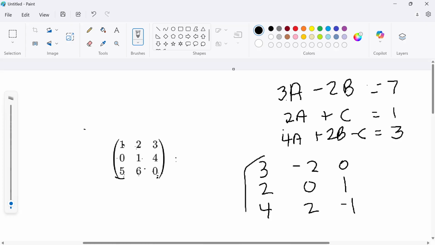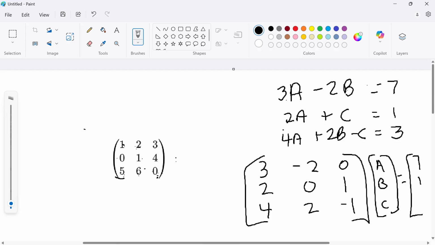And then I multiply it by another matrix, which is the a, b, c, just 1 by 3. I'm sorry, 3 by 1, 3 rows, 1 column. And then it equals, and here are the solutions, 7, 1, 3.